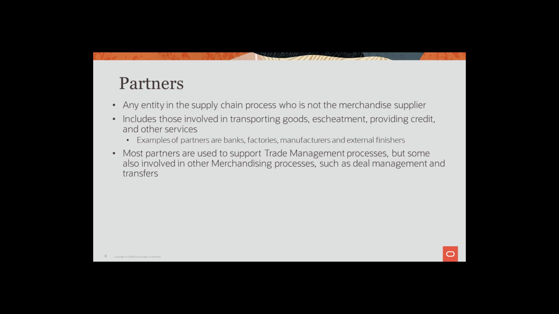A partner is a person or entity that has an association with your organization in various areas of the procurement process. Partners can include those involved in transporting goods, enchantment, providing credit, and providing services. Examples of partners are banks, factories, manufacturers, and external finishers. Most of these partners are used to support importing processes in trade management. For example, deals can be created by manufacturers, distributors, and wholesalers in addition to suppliers. Also, external finishers are used in the transfer process to perform additional services on products.